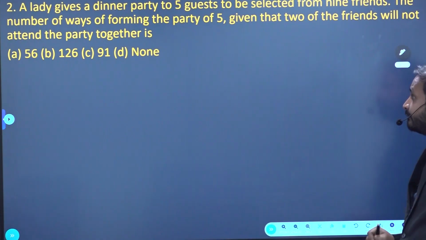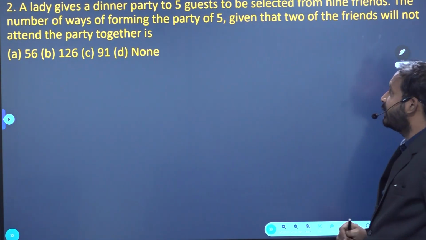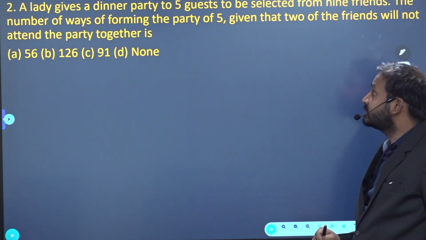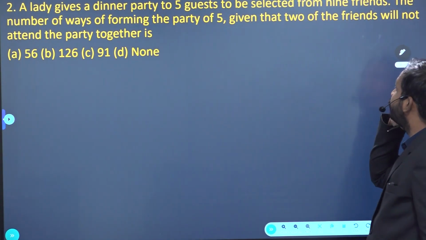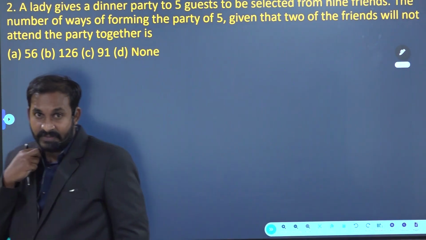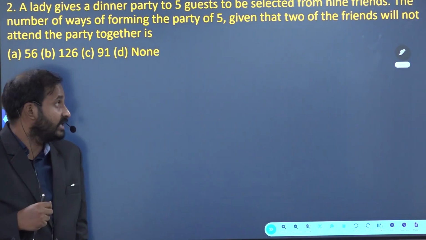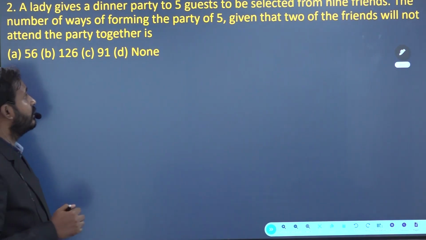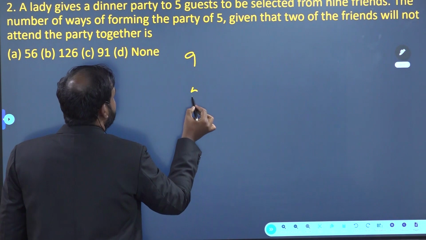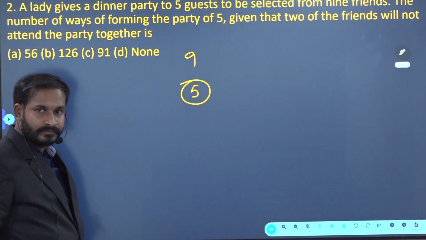Okay, next one. A lady gives a dinner party to 5 guests to be selected from 9 friends. The number of ways of forming the party of 5, given that 2 of the friends will not attend the party together. Now, see here. For how many friends should the lady give the party? 5 guests to be selected from 9. Okay, from 9 I should select 5 people.